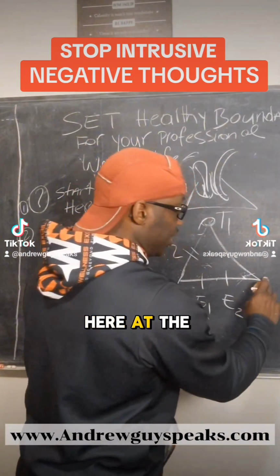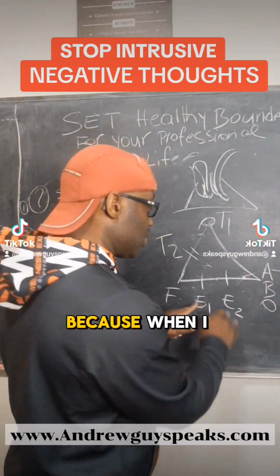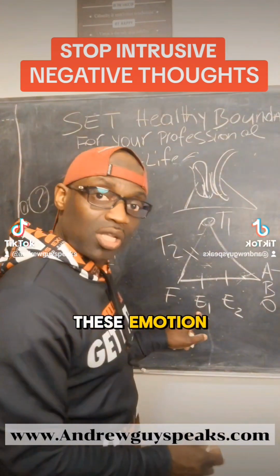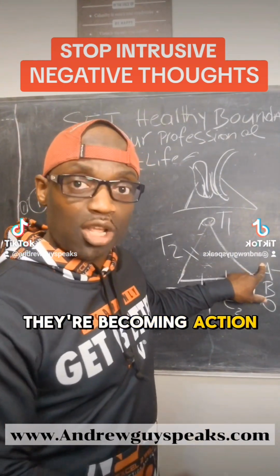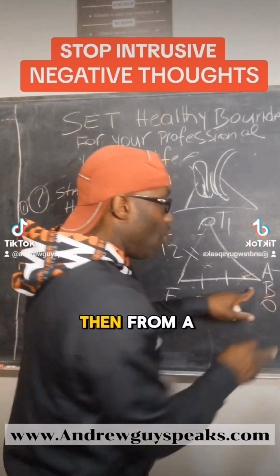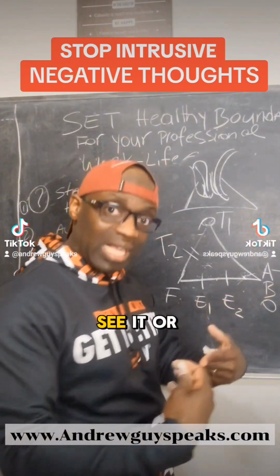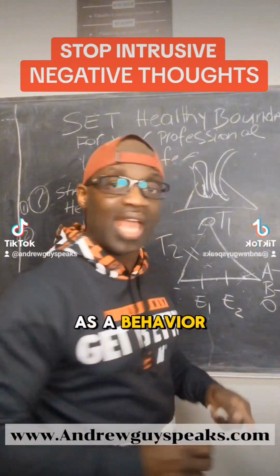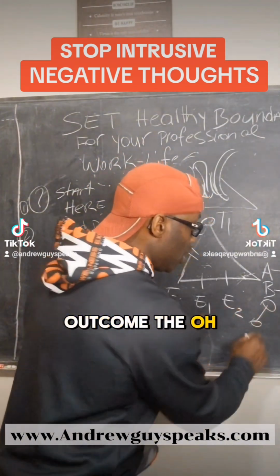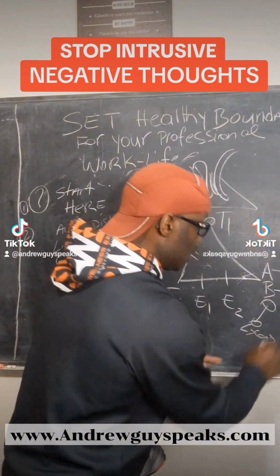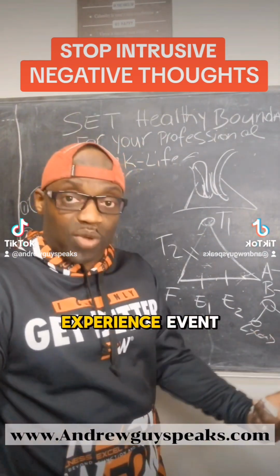And then over here at the lower right corner, we have A, B, and O. A stands for action, because when I have these emotions, I want to express these emotions, they become action from a first person point of view. Then from a second person or third party point of view, when they observe it, they see it as a behavior. When the first person sees the outcome, the O, they see it as a consequence. When the observer sees it, they see it as an event or experience.